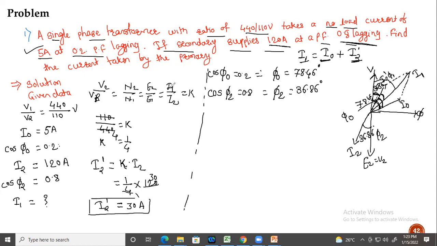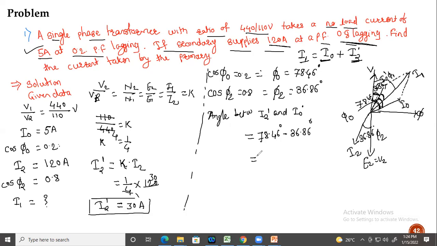Yes, sir. Okay, so see, the angle between I2 dash and I0, that means the angle between I2 dash and I0 is 78.46 degrees minus 36.86 degrees. What value does it come to? 41.6. 41.6.